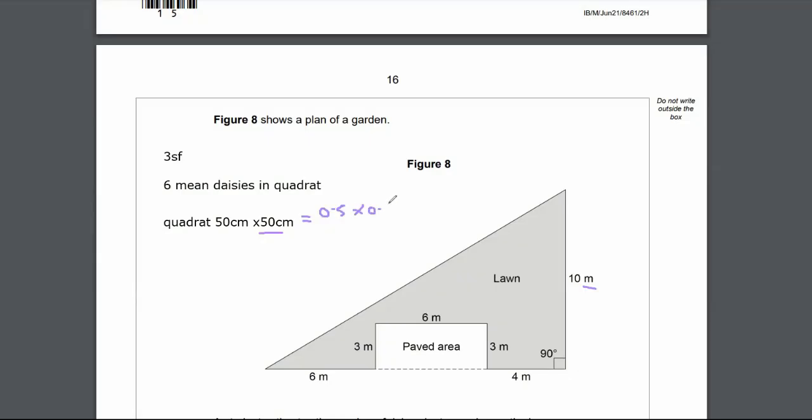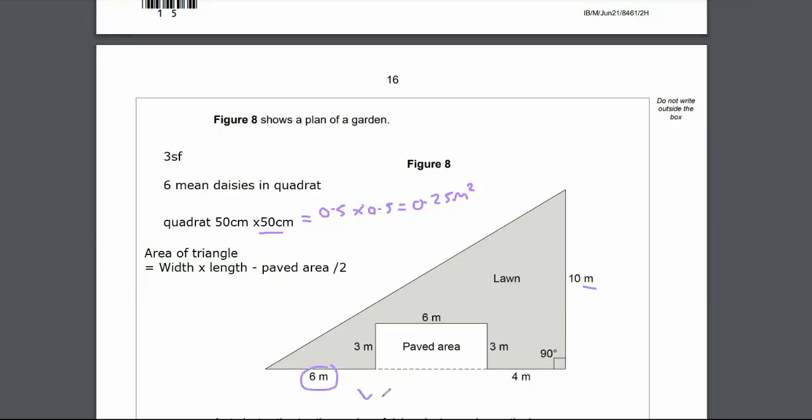I'm going to go through the answers. So first of all, I'm converting my quadrat into metres because the size of the field is in metres. So I'm going to do 0.5 times 0.5, and that gives me 0.25 metres squared. So that is my area of one quadrat. Now let's work out the area of the triangle, and I need to do width times height, but because it's not a rectangle or a square, I need to divide that by 2. You should know how to work out the area of a triangle. I also need to minus that paved area as well.